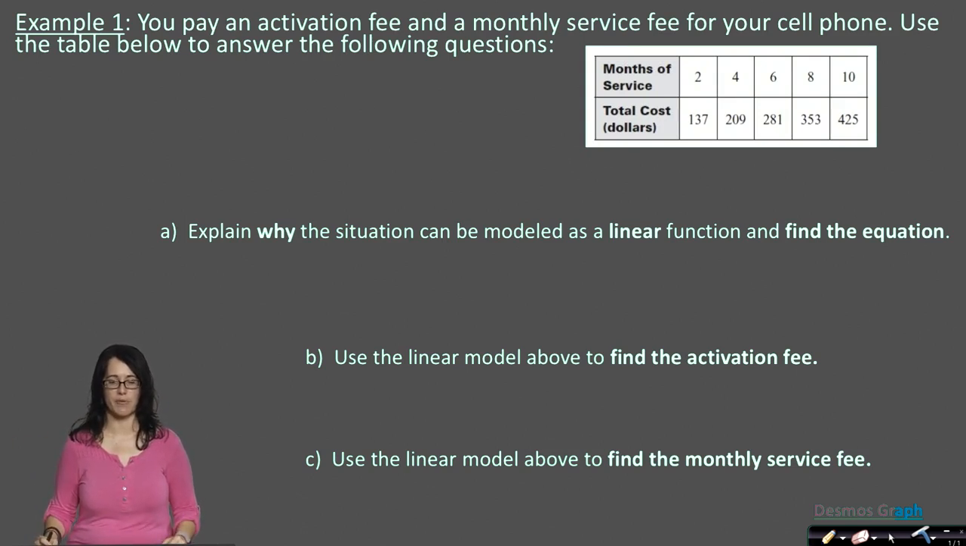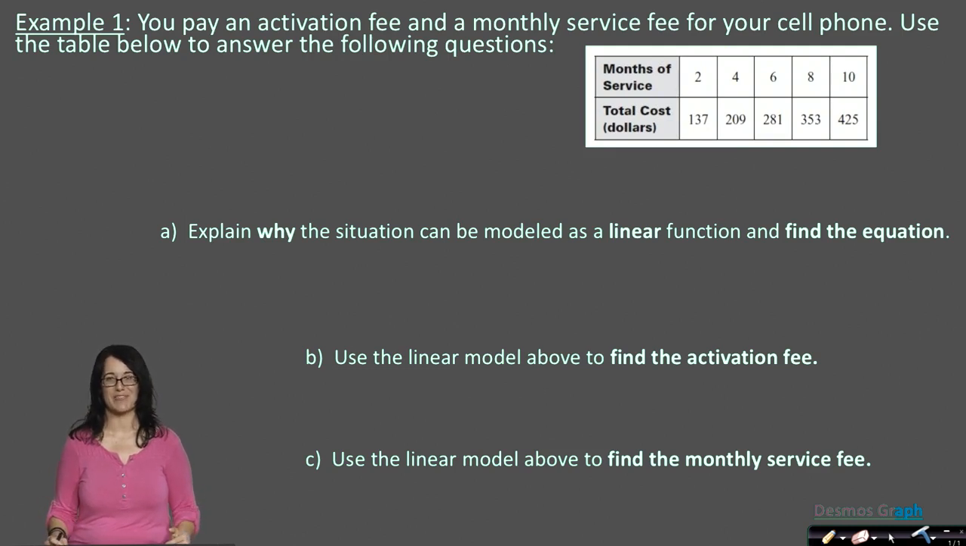So it says, use the table below to answer the following questions. Now let's look at our table. In the first row of this box, we see that the months of service are given. So after 2 months of service, below it, it tells us how much money we've spent, our total cost in dollars. So after 2 months of service, I've spent a total of $137. Now remember, that would include the activation fee plus 2 months of monthly service fees. After 4 months, I spent $209 altogether. After 6 months, $281 altogether. 8 months, $353. And after 10 months, I've already spent $425 on this phone.